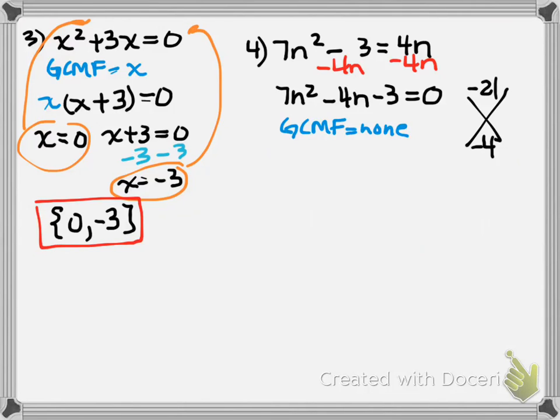So what are 2 numbers that multiply to give me negative 21 but add to give me negative 4? Rachel? Negative 7 and positive 3. Negative 7, positive 3. Everybody agree? Yeah. Okay. So now we're going to have to create that polynomial, and I'm going to create the 2 middle terms, negative 7n plus 3n. And then we have minus 3 equals 0.